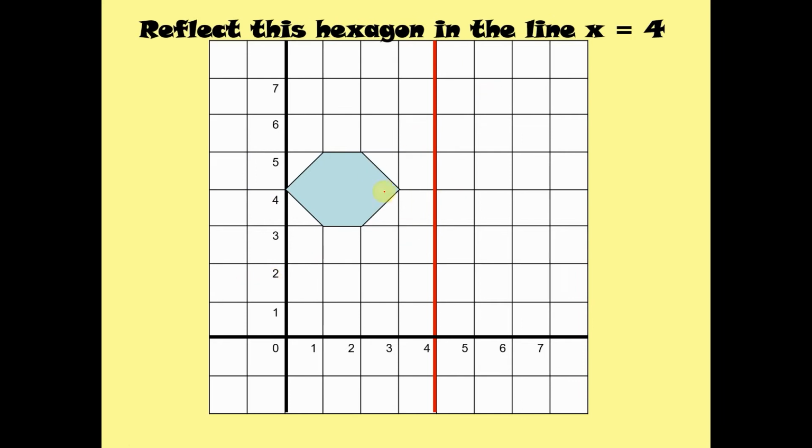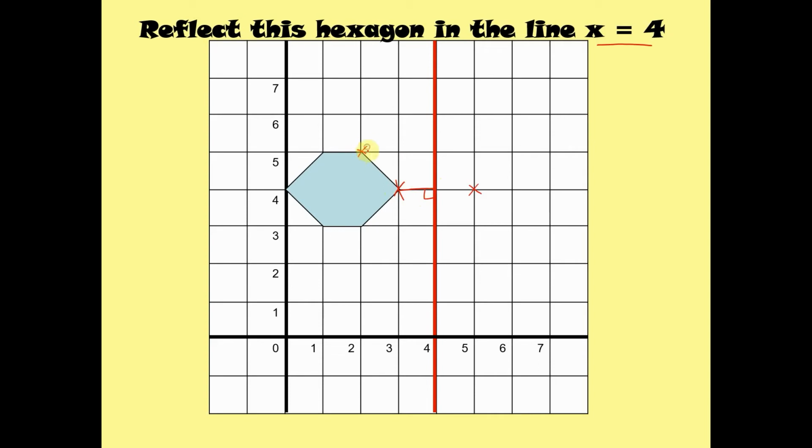Now we have this hexagon, and we need to reflect this hexagon in the line x is equal to 4. Again, x is equal to 4 is given, this red line, and we must do what we have done so far. This point is 1 box away from the line of reflection, which is here. Always perpendicular to the line of reflection. When I say perpendicular, it means that between these 2 lines we have 90 degrees.